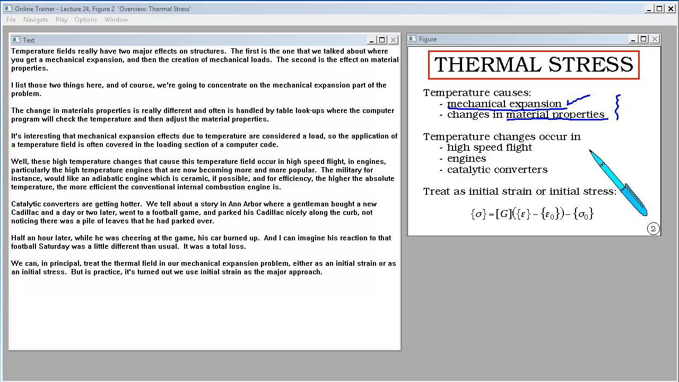Well, these high temperature changes that cause this temperature field occur in high-speed flight, in engines, particularly the high temperature engines that are now becoming more and more popular. The military, for instance, would like an adiabatic engine, which is ceramic if possible, and for efficiency, the higher the absolute temperature, the more efficient the conventional internal combustion engine is. Catalytic converters are getting hotter.